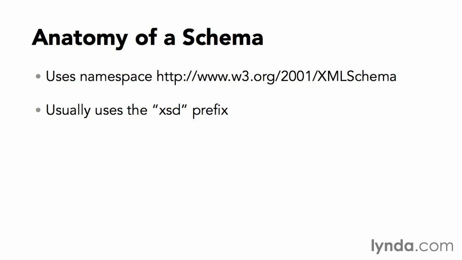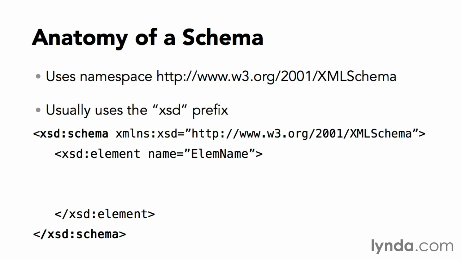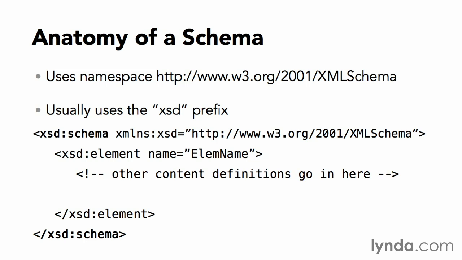So a schema definition typically begins with the XSD:schema tag, and you can see that I've got that here. And then inside the schema tag, I would put in my element and attribute definitions. So for example, I would define an element using the XSD:element tag. And you can see here in this example, I've got an element that I'm declaring named elemName. And then I would put other content definitions inside my element that went along with that element.